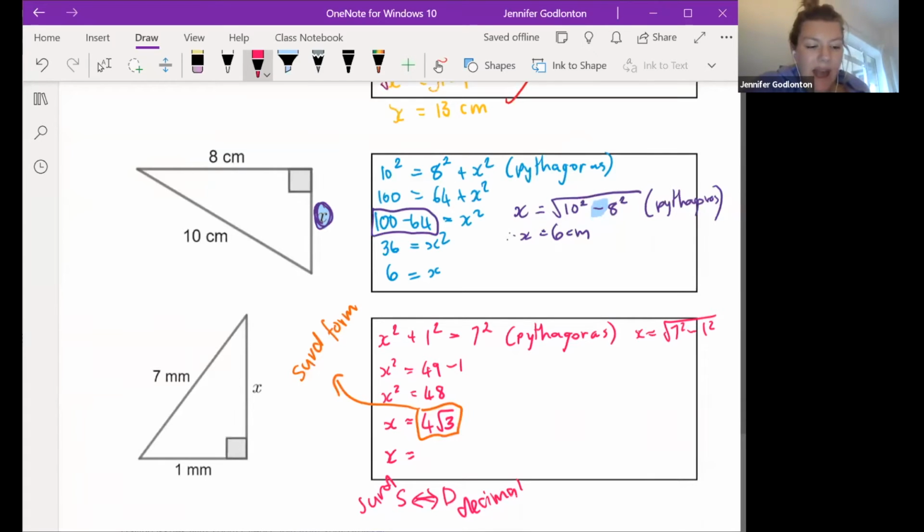Okay, so we have 4 root 3. And if we push surd to decimal, we get the answer 6,928 blah, blah, blah. Okay. I asked you to do this to 2 decimal places. And so I'm looking for that second decimal place. But the 8 is going to make my 2 go up. So it's going to be 6,93 millimeters. And that would be my final answer.